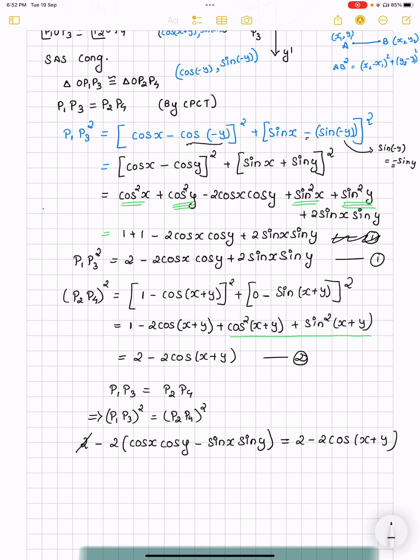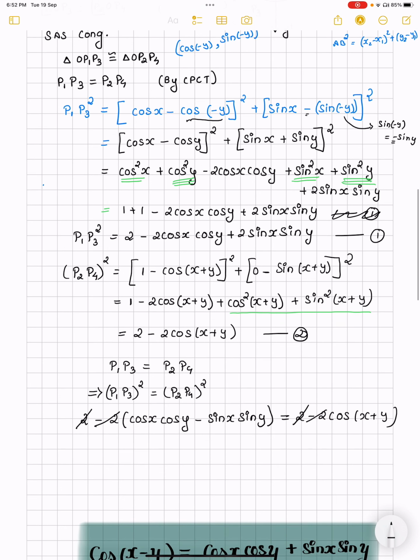Okay, this plus 2 and this plus 2 gets cancelled. And even this minus 2 and this minus 2 gets cancelled. And you are left out with our identity which we wanted to prove. Cos of x plus y is equal to cos x cos y minus sin x sin y. That's it. We proved it. Hence the proof. Okay. So now we will move on with the next one.